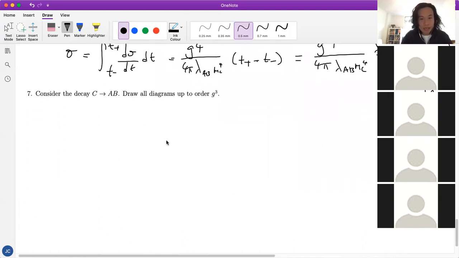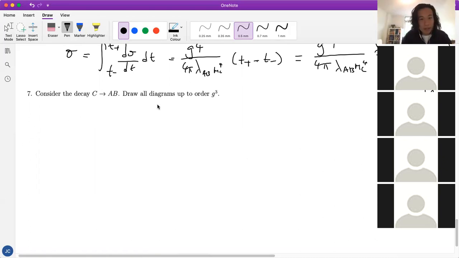Okay, consider decay C to AB. So C is considered a heavier particle here. And draw the diagrams after order G cubed. If you downloaded an earlier version, there's a typo. It was saying G squared here, and that's wrong. So it's actually meant to say G cubed. Yeah, so sorry if you downloaded an earlier version of tutorials.